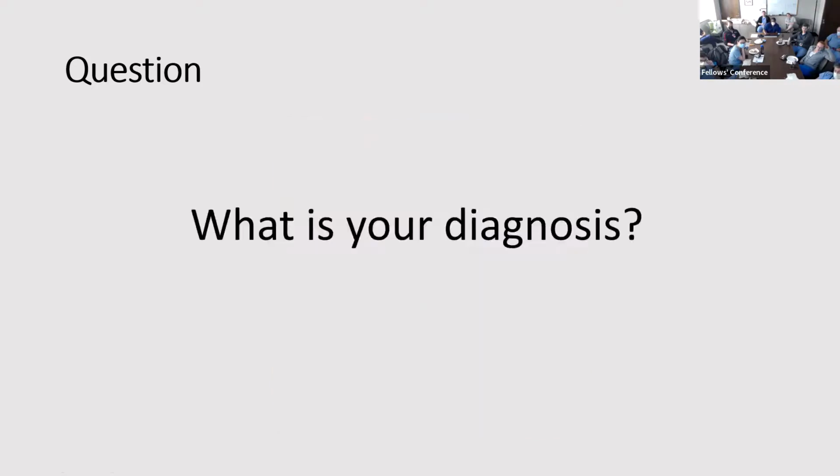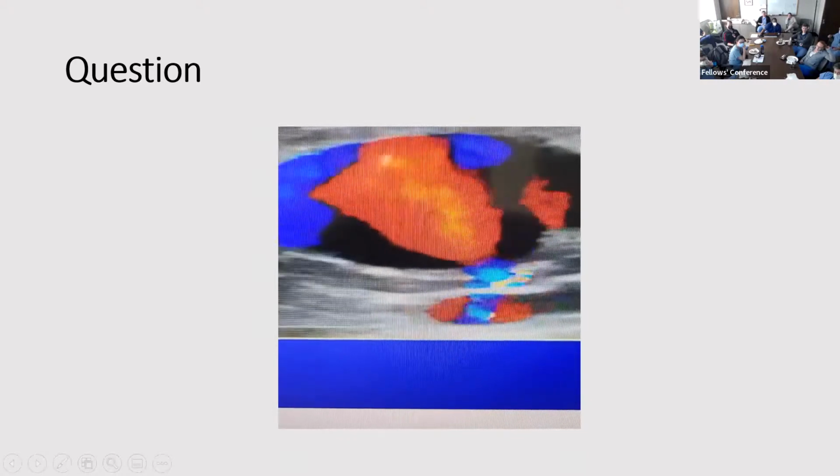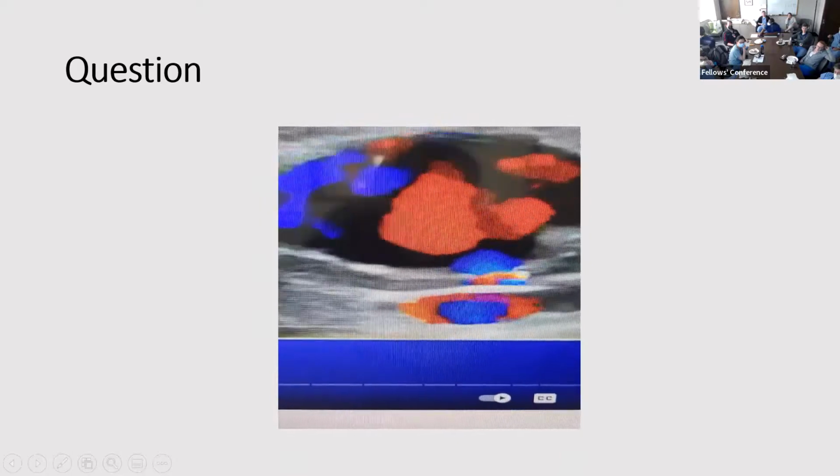Call surgery. What is your diagnosis? That's not it. What is your diagnosis? The pseudoaneurysm? Yeah. Okay. There's pulsatile flow. Anybody else?